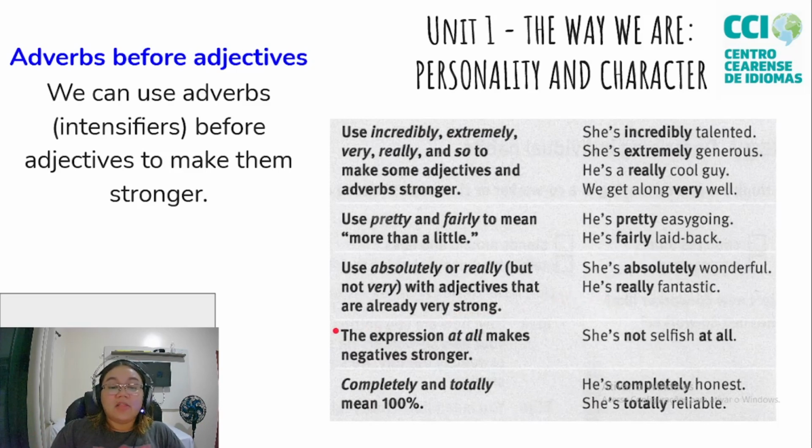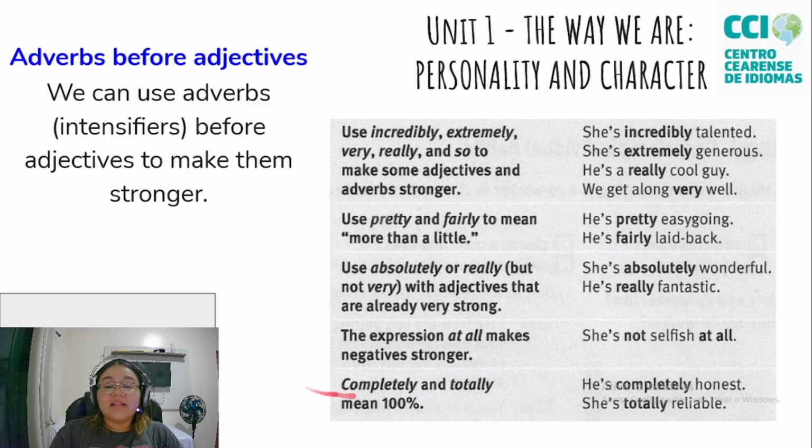And now another expression that we have is at all. At all makes the negative expressions stronger. So she is not selfish at all. So the structure is not at all, right? Not, and then the adjective, and the rest at all. So she's not selfish at all. When they say this, they mean that there is no way, they are not selfish in any way. Just not selfish at all. No way, no way, no way. You know what I mean? I explained this to you guys in class.